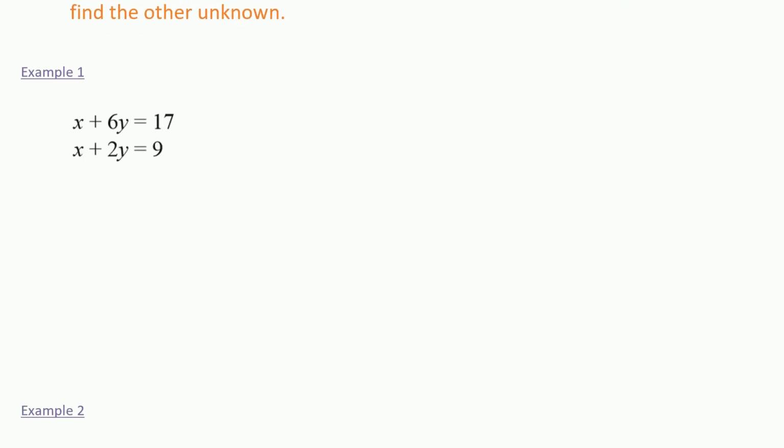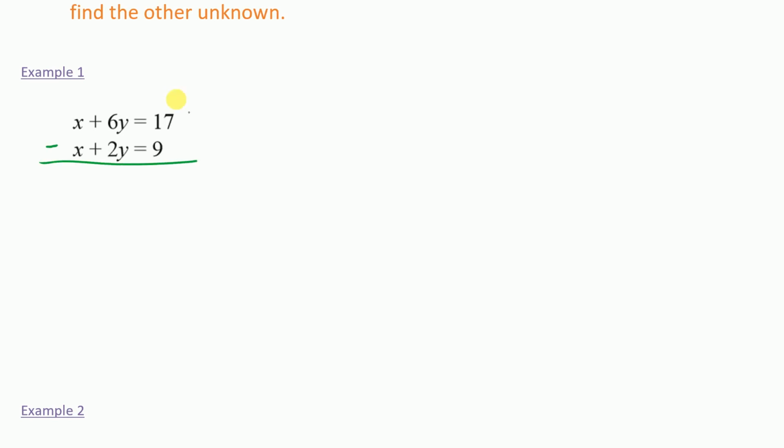So here I have my first example. Here I can see clearly that I've got the same number of x's in both equations, and the x's have the same signs. They are both positive x's. So what do I do? When the signs are the same, I need to subtract.